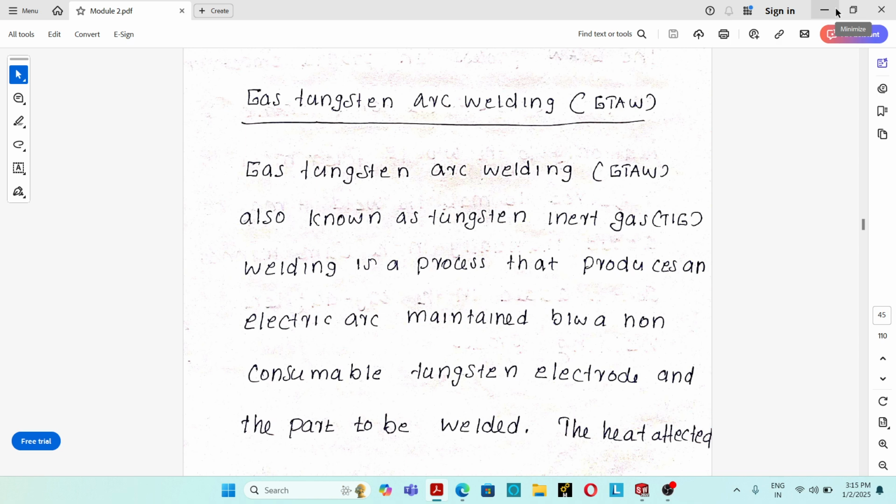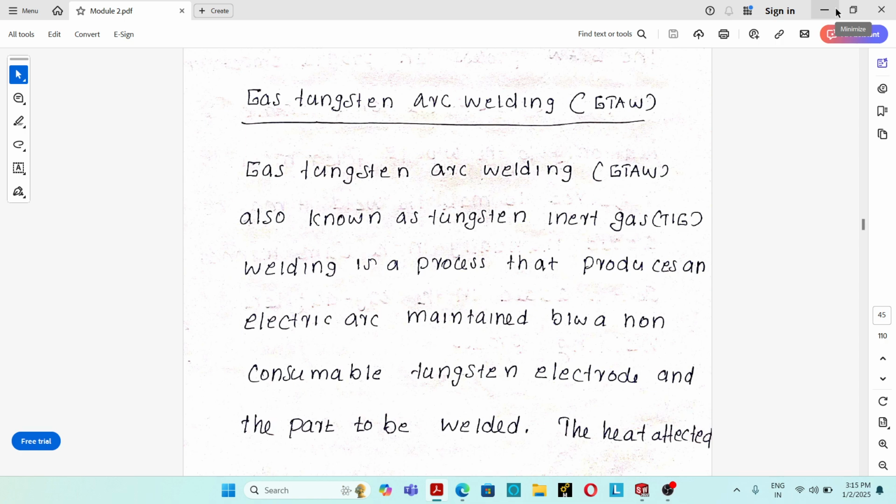This is the fifth section of manufacturing process module 2. In this section, I am going to discuss the gas tungsten arc welding process, electroslag welding process and plasma arc welding process. So first, the gas tungsten arc welding process, GTAW welding process.